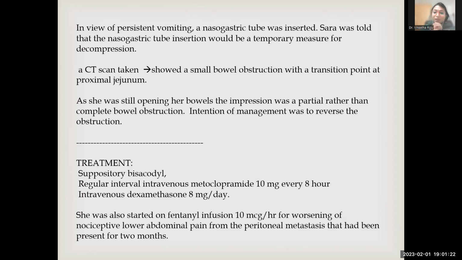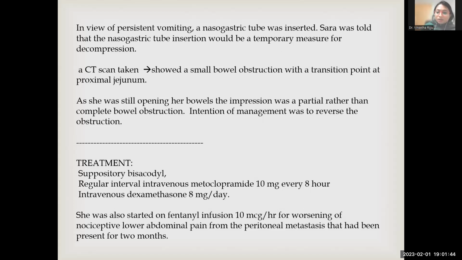So probably you would like to increase the dose of dexamethasone, because we know that for intestinal obstruction, 8 milligram probably might not suffice. And your suppository probably might not just be enough. You might have to also give oral laxatives.